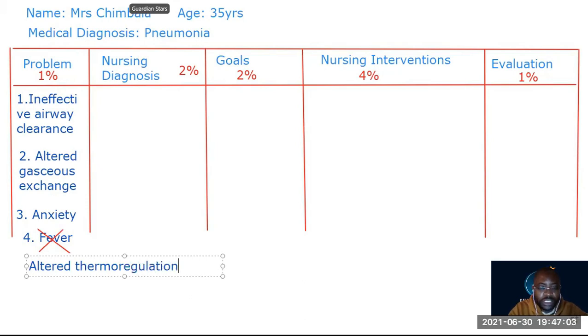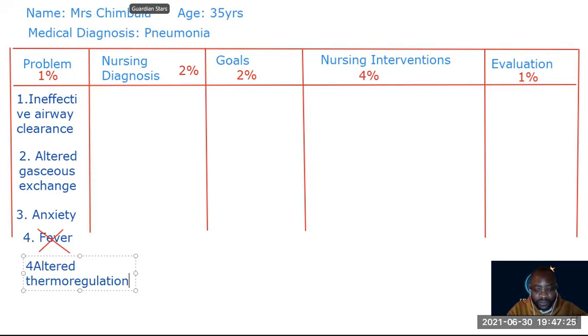Okay, altered thermoregulation. Now the main job is going to be on the nursing diagnosis, how you have to write your nursing diagnosis from this problem. But this is what you have to write. Don't write fever.